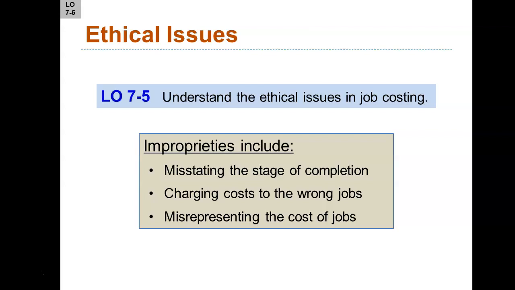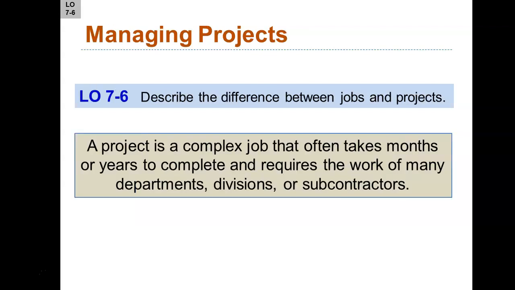Understand the ethical issues: don't misstate how much you've done. Charge your jobs appropriately and have controls in place to ensure accuracy is maintained, so that no job is being costed inaccurately, which would give you misleading information. Also don't misrepresent, meaning don't say it's going to cost you $50 to do it when it's actually going to cost you $150. Be honest, be fair, so that you can actually help the organization achieve its directive.